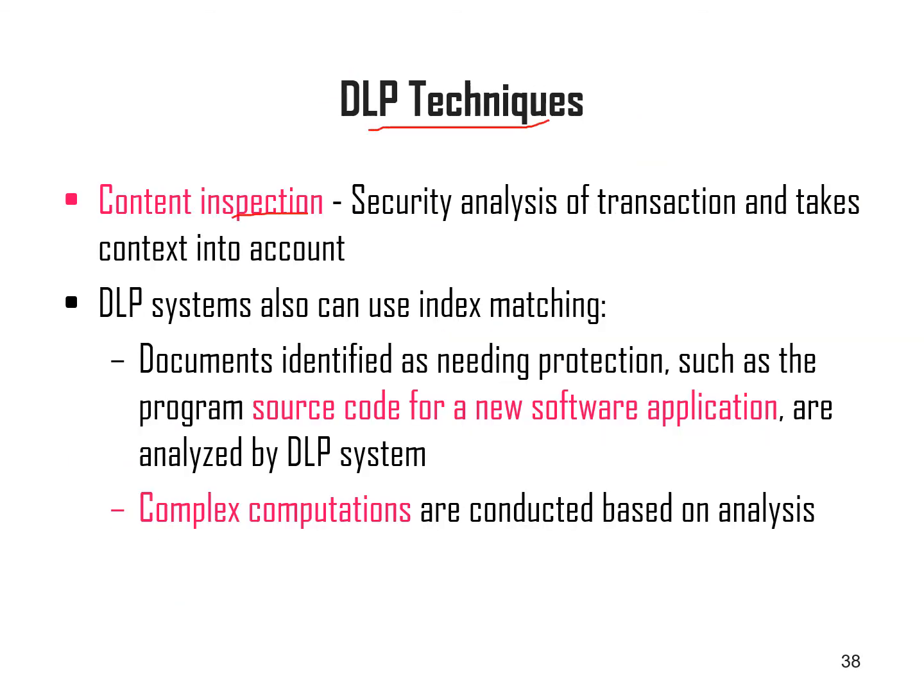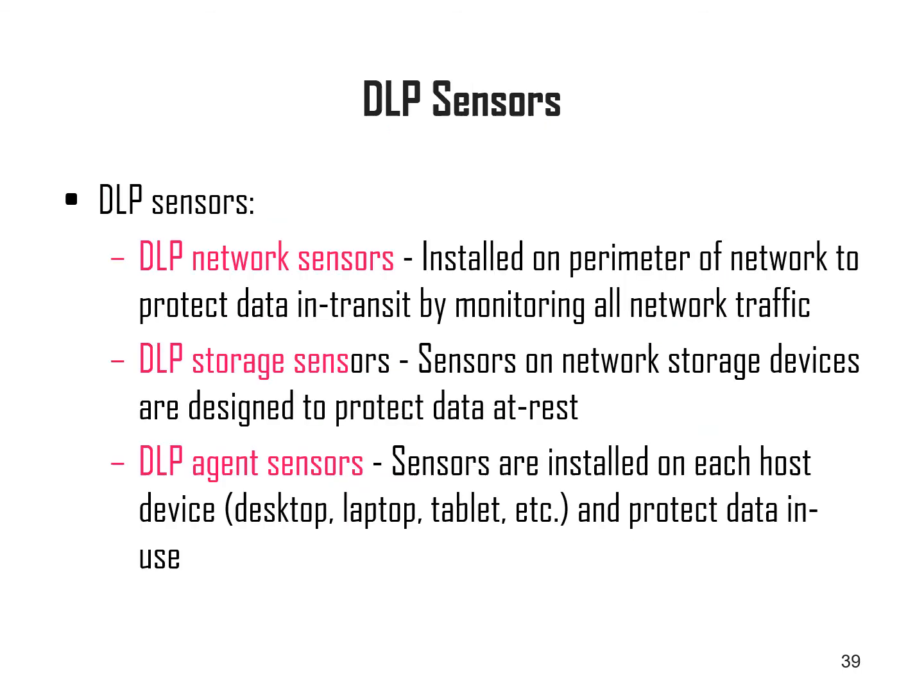It is the content inspection process, the security analysis of the transaction, and it takes context into account. DLP systems can also use index matching. That is content inspection. A document is identified as needing protection, such as the program source code for a new software application. If I am saving the coding part of my software application, that has to be protected. So the needed protection for a particular document is identified and analyzed by the DLP system, and complex computations are conducted based on the analysis.